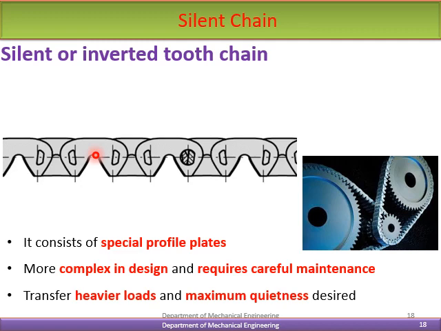Compared with the roller chains, silent chains can be used for high speed applications. They operate more smoothly, and maximum quietness can be obtained. But these are heavier, more difficult to manufacture, and more expensive compared to the roller chains. Their applications are limited due to these reasons.